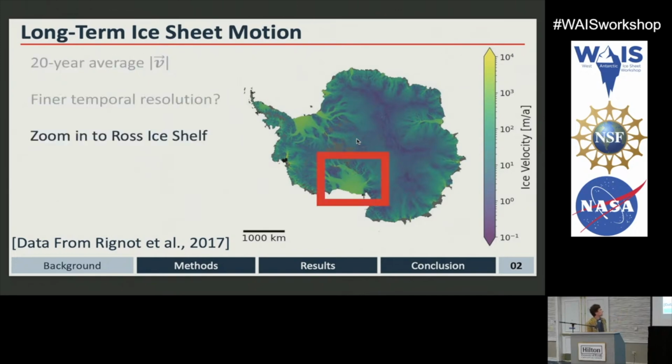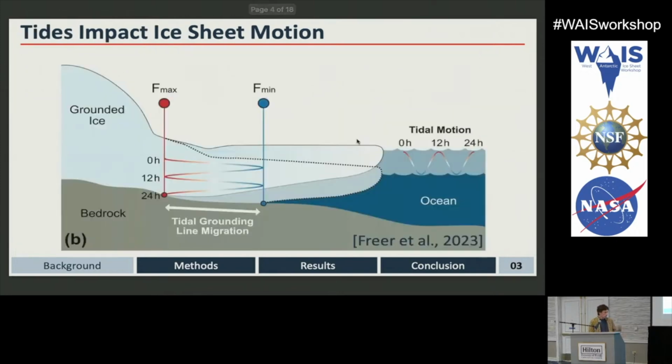So that's what I did. I zoomed into the Ross Ice Shelf, and particularly Whillans Ice Plain, to look at how one shorter-term process, the tides, is leading to the long-term variability that we see. This cartoon is showing that the tides impact the ice shelf in a variety of ways. One is that the tidal grounding zone, as we now know to call it, moves back and forth. The ice shelf flexes up and down with the tides. And perhaps most importantly for this talk, the ice flow velocity is also dependent on those tidal processes.